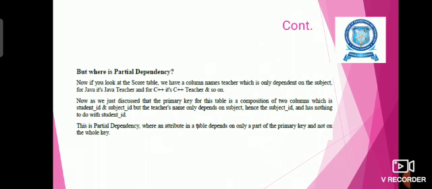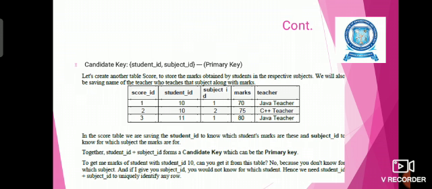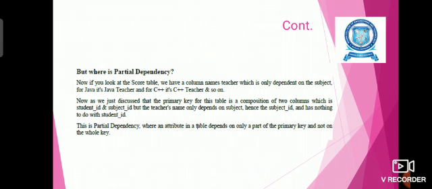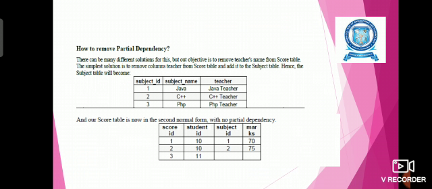Since the primary key is both student ID and subject ID, but the teacher is not dependent on both the attributes. Teacher is not dependent on student ID. Teacher is only dependent on the partial attribute of the primary key, that is the subject ID. So this leads to partial dependency on the primary key. So this will not be allowed for the second normal form.